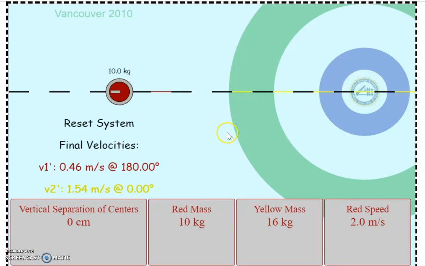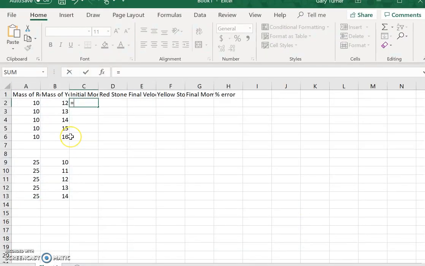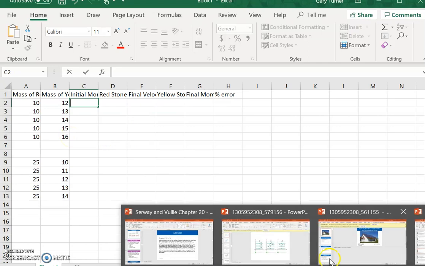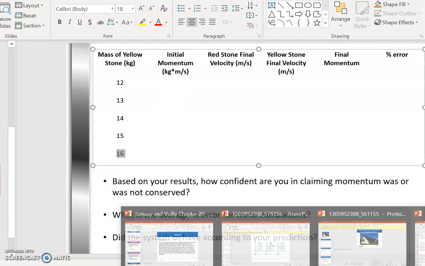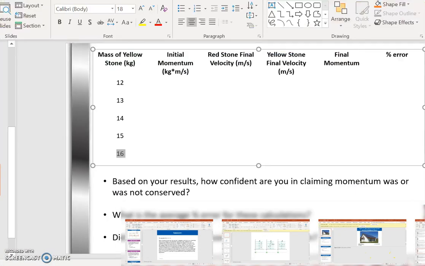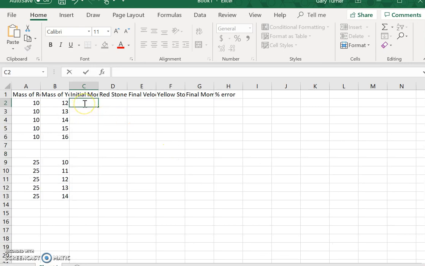So we're going to keep that information in mind, and what I've done is I've constructed a table here in Excel that matches the table here, except that I've also included the mass of the red stone, which will make it easy to calculate the initial momentum of the system, right? So since the red stone was the only stone that was moving, then the initial momentum is going to be all wrapped up in the motion of the red stone.